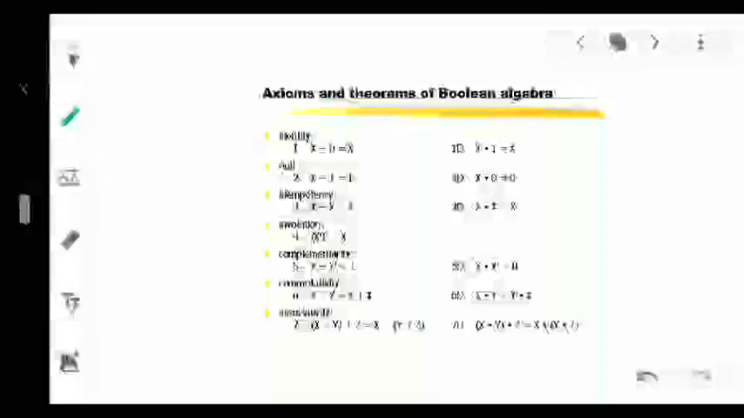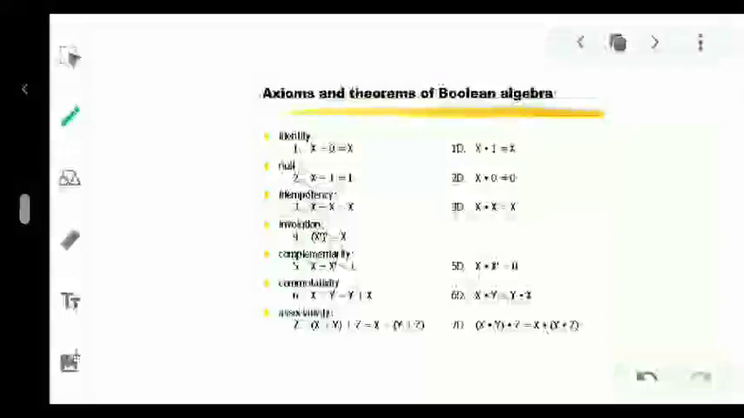Today we will learn about the rules of Boolean algebra. First rule is the identity rule. Identity rule says that if you add x value with the 0, then we will get back the x value only. How? Let's prove.